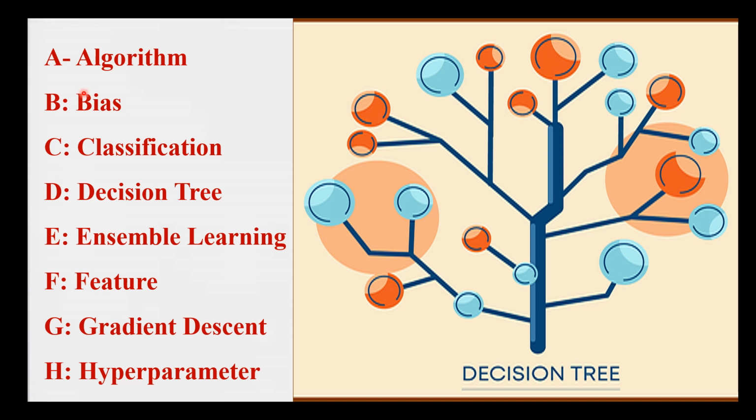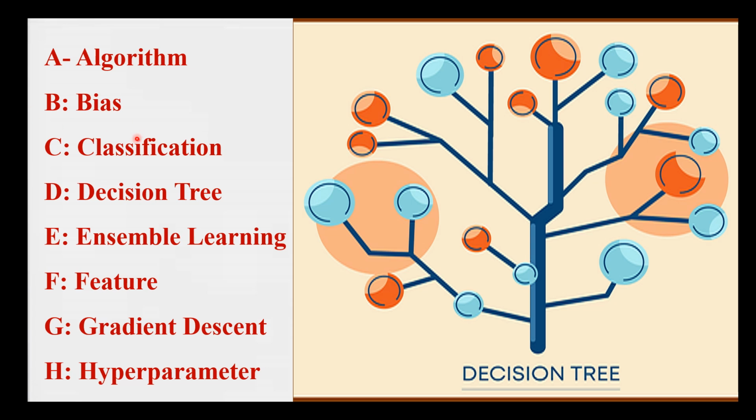B is bias. So let us say you are choosing a restaurant based on the review. If you only consider reviews from the friends or family, you might have a biased opinion. Similarly, a machine learning model can have a bias if it is trained on a data set that does not represent the entire population, leading to inaccurate results.